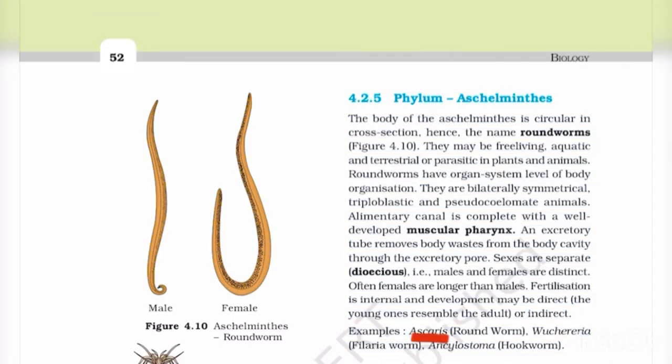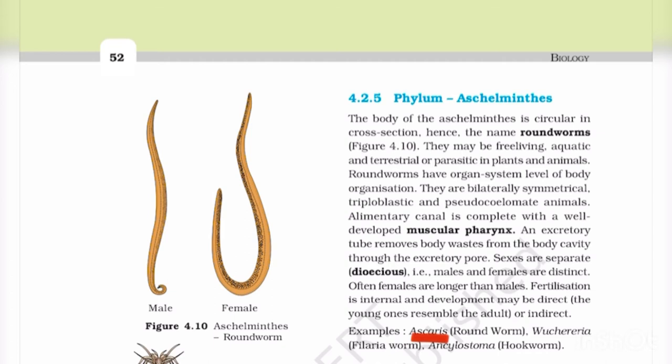4.2.5 Phylum Aschelminthes. The body of the Aschelminths is circular in cross-section, hence the name roundworms, figure 4.10. They may be free-living, aquatic and terrestrial, or parasitic in plants and animals. Roundworms have organ system level of body organization. They are bilaterally symmetrical, triploblastic and pseudocoelomate animals. Alimentary canal is complete with a well-developed muscular pharynx. An excretory tube removes body wastes from the body cavity through the excretory pore.